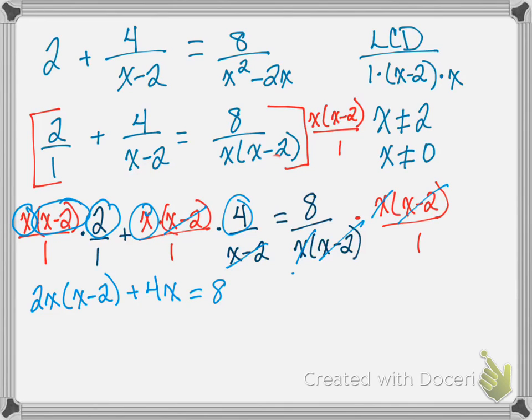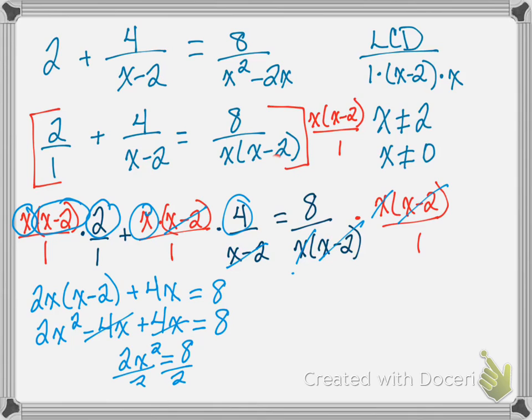Okay? Now, what's the first thing I have to do here? Distribute. So I have 2x squared minus 4x plus 4x equals 8. What happens to the negative 4x and the 4x? Good. So I still have a quadratic. Okay? I could do this a couple of different ways. If I divide by 2, I'm left with x squared equals 4.